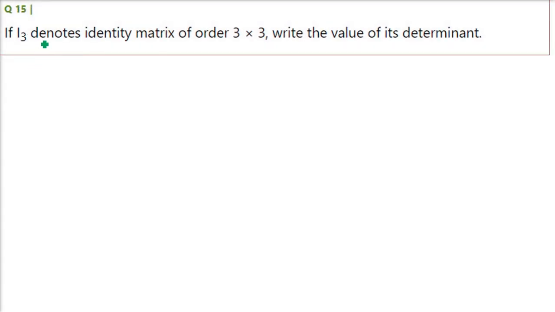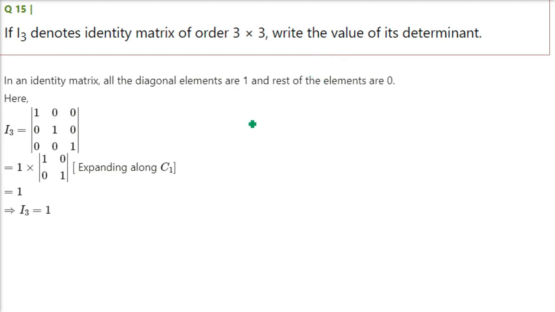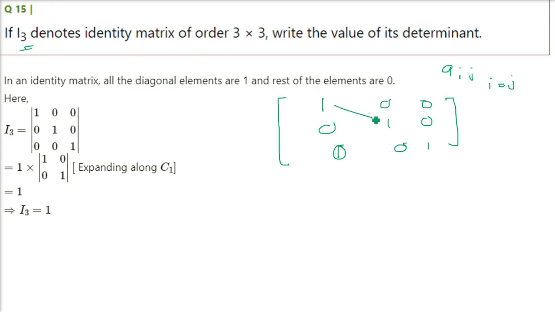If I3 denotes the identity matrix of order 3 by 3, write the value of its determinant. So I3 is the 3 by 3 identity matrix, that is A11, A22, A33, or you can say Aij where i equals j. All these values will be 1. To find the determinant, it's simply multiplying the diagonal values. So this is I3, that is 1 0 0, 0 1 0, 0 0 1. The final determinant will be 1 into 1 into 1, that is going to be 1.